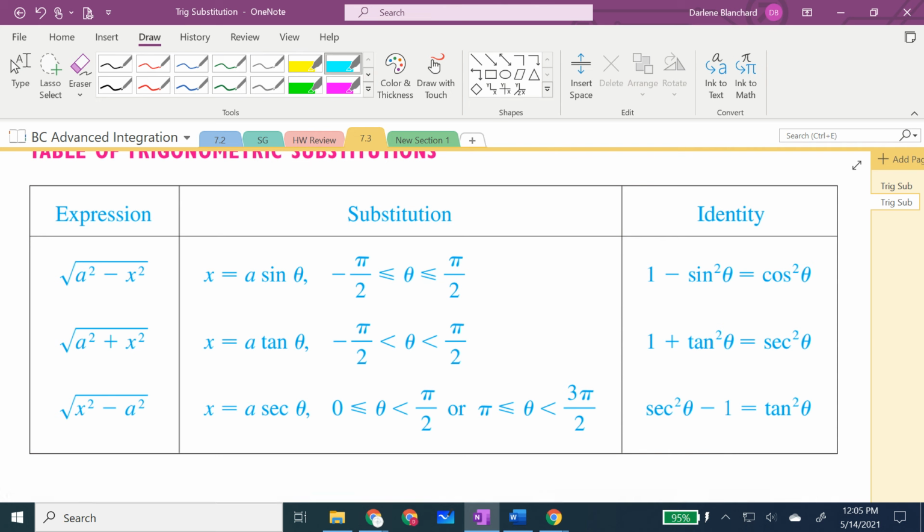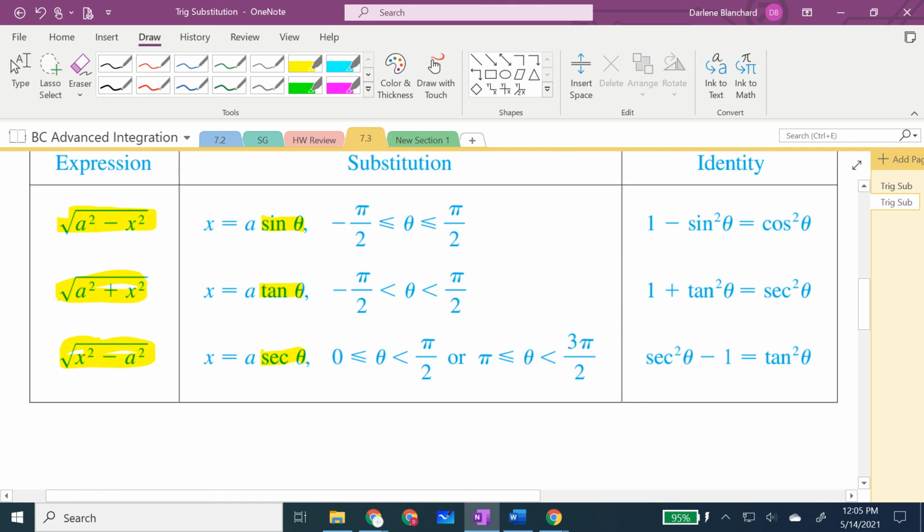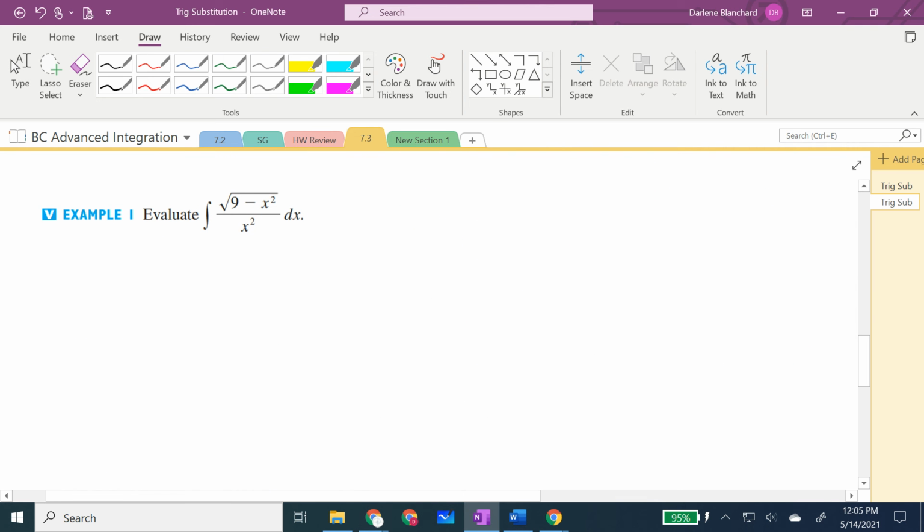You just need to remember that when you see this show up in the integrand, you want to go with sine. When you see this show up in the integrand, you want to go with tangent. When you see this show up in the integrand, you want to go with secant. So let's do some examples. Here is example number 1.